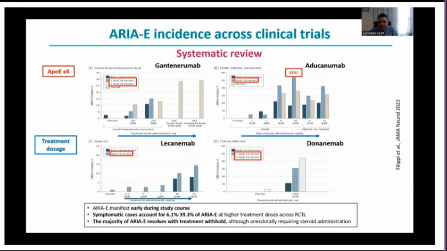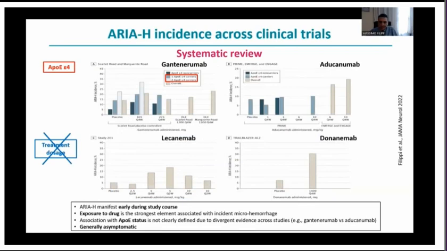So regarding ARIA-E, we can summarize that having ApoE4 and the treatment dosage are risk factors, but at any rate, this ARIA-E tends to form early during the titration phase. And the symptomatic events are relatively rare, less frequent than asymptomatic ones, and usually resolve after treatment discontinuation.